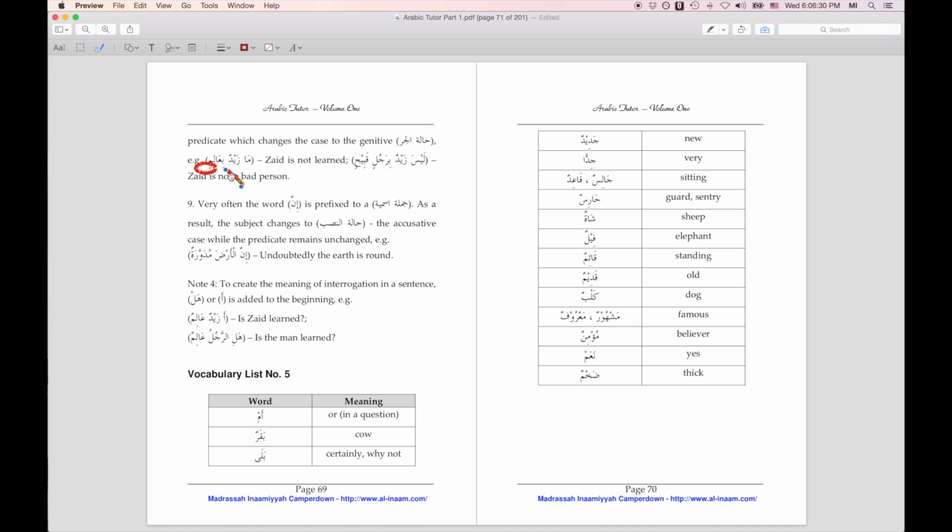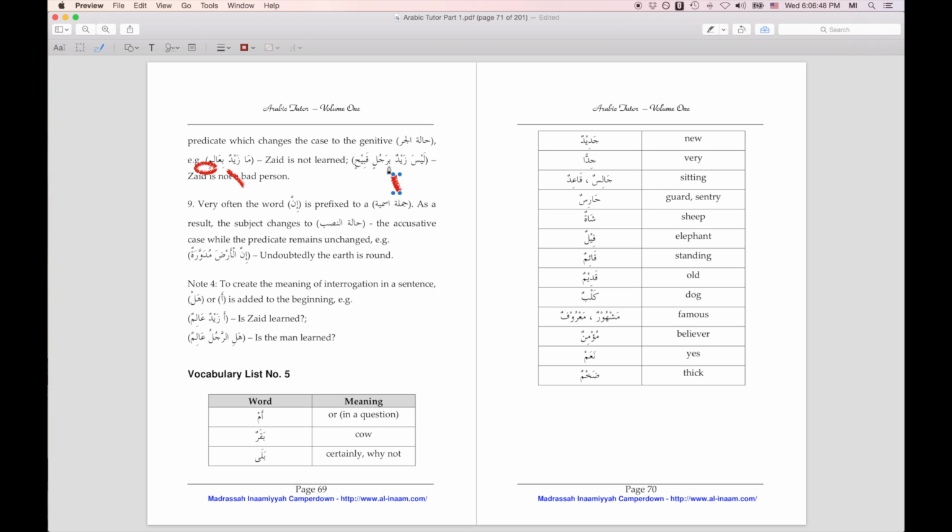Bi alimin. And another: laysa zaidun bi rajulin qabihin. So this ba right here is having an impact on the i'rab at the end of the word, not only in rajulun but also in qabihun.